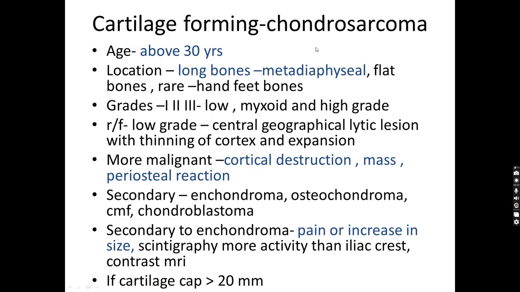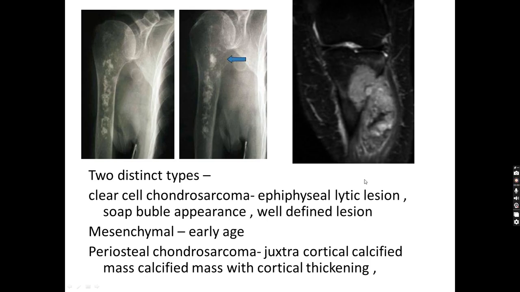First is chondrosarcoma. Age is above 30. Location will be long bone metadiaphysis. And malignant features like cortical destruction, periosteal reaction, soft tissue mass will go more in favor of malignancy.